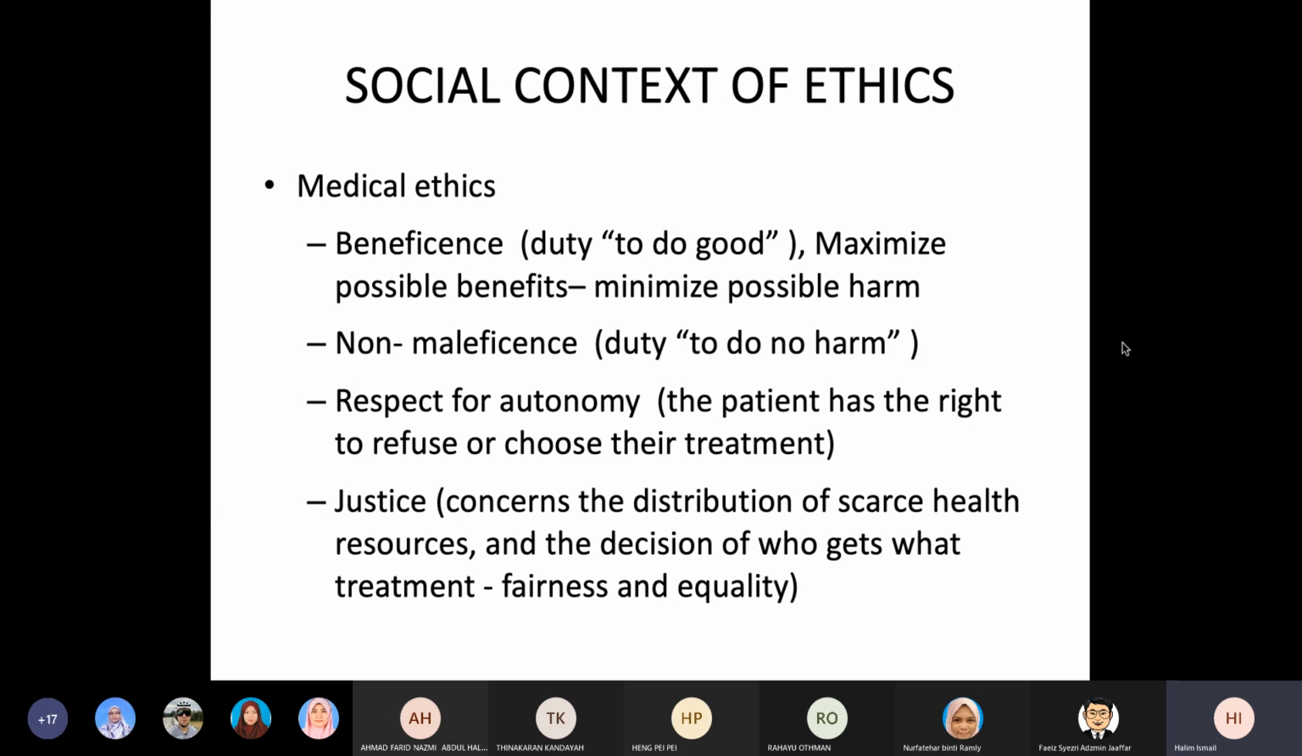So these are the medical ethics, as somebody mentioned: beneficence, to do good; non-maleficence, the duty not to do harm; respect for autonomy; and justice. I suppose you all know what it's all about, right? Right? You all know, right? Yes, doctor. This time the name is Ahmad Farid. Yes, doctor, I'm here. Ahmad Farid, beneficence, what does it mean? Can you elaborate?